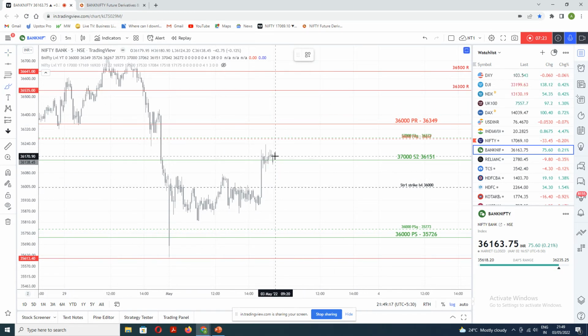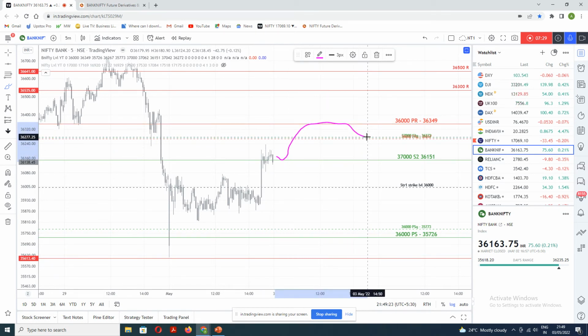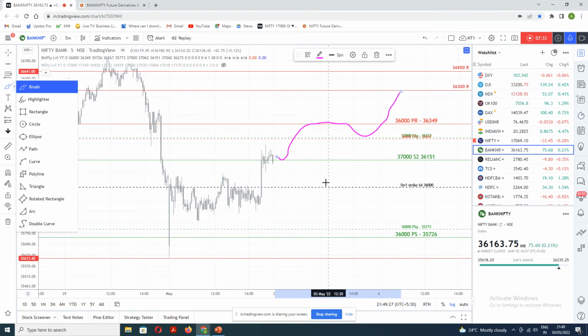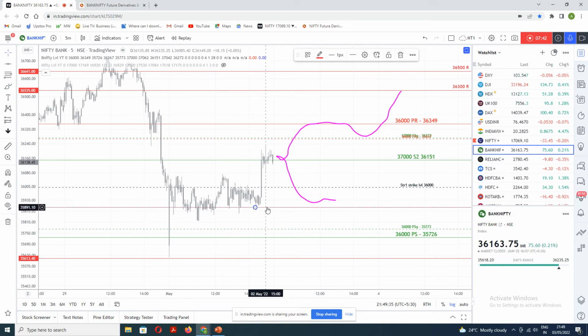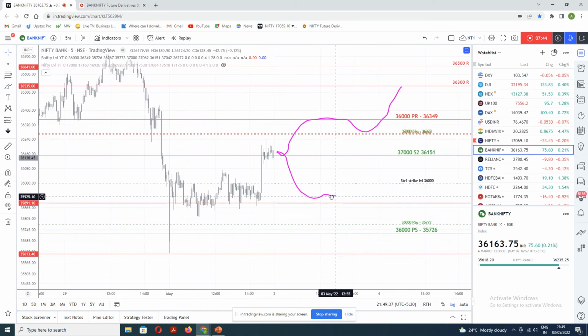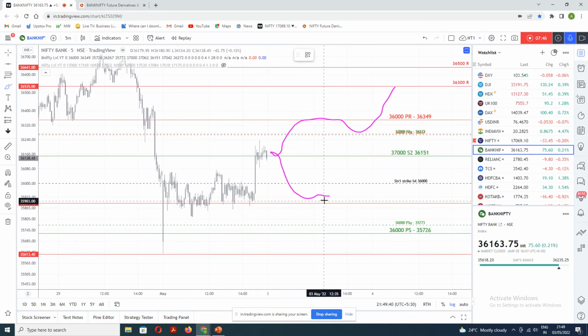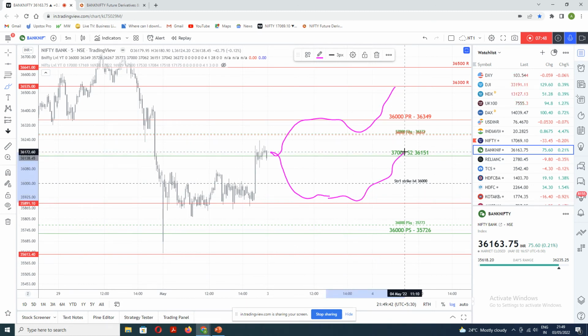Suppose there is a flat opening. If it is getting to S2, then it will try to test this level. It may come to this level. If it is breaking, then it may go there. Suppose there is a decrease in value after a flat opening, definitely it will come to get support over here, as there is huge buying from this level, and it may move up again from this level to this level. So this is regarding a flat opening.